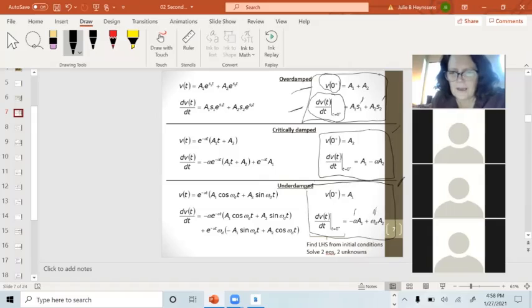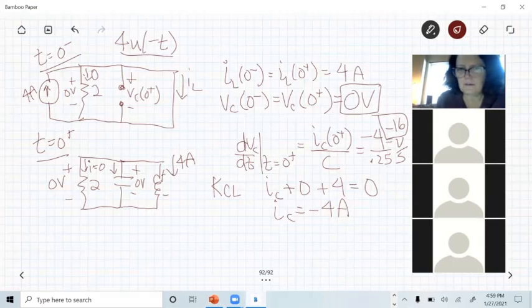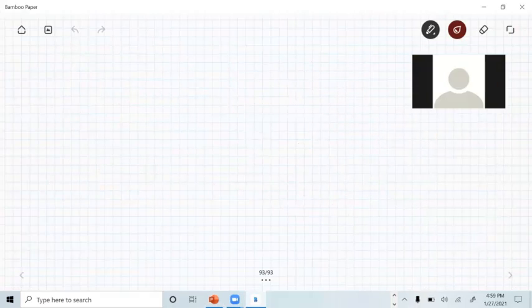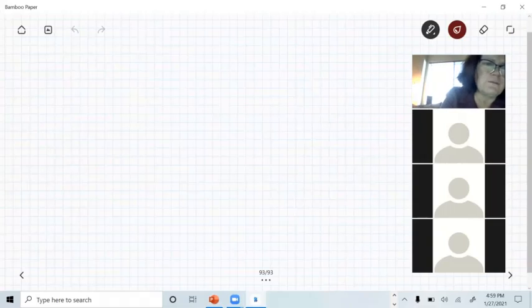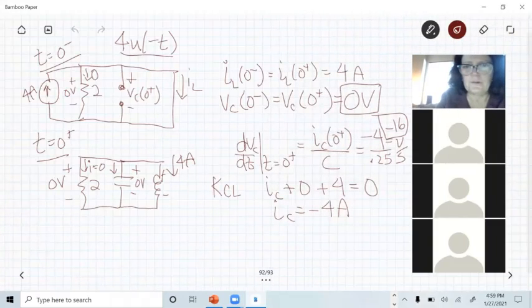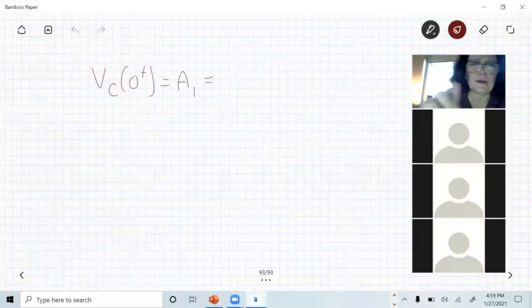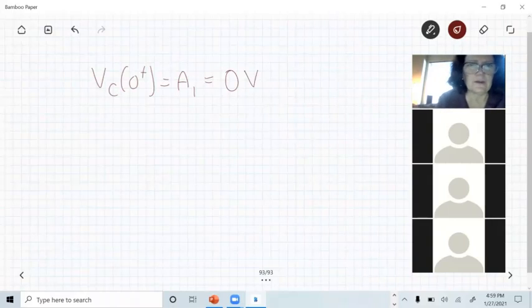Okay, so it's underdamped. I've got this set of equations right here. V of 0 plus, if I was solving for I, it would be I of 0 plus. VC of 0 plus is going to give me A1. And we already know what that one is. It is 0. And that would have units of volts if I get too particular.